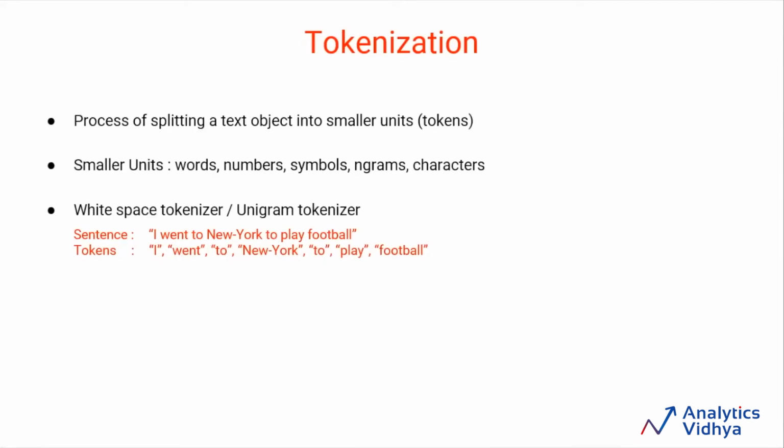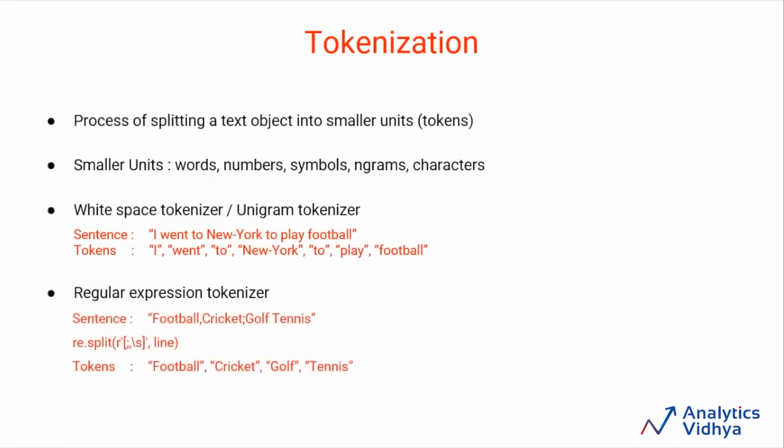Another type of tokenization process is regular expression tokenization, in which a regular expression pattern is used to get the tokens. For example, consider the following string containing multiple delimiters. We can split the text by passing a splitting pattern. Tokenization can be performed at the sentence level, at the word level, or even at the character level.